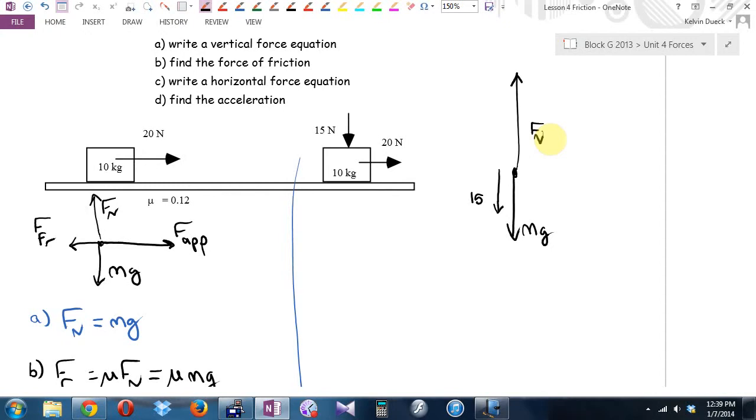Yeah, I'll come to that. I'll save that for last. What else? Oh, still an applied force. And friction. I've drawn friction smaller than the applied because I'm guessing it's still going to move to the right, but I could be wrong.